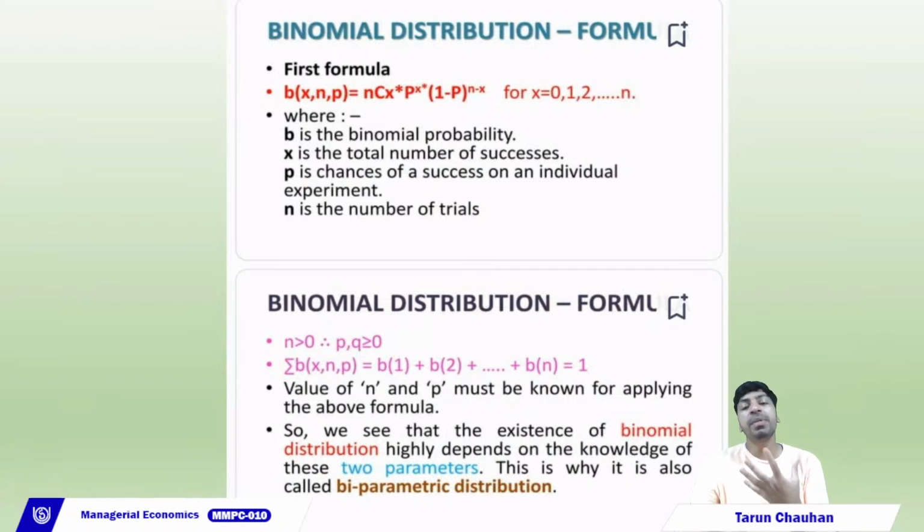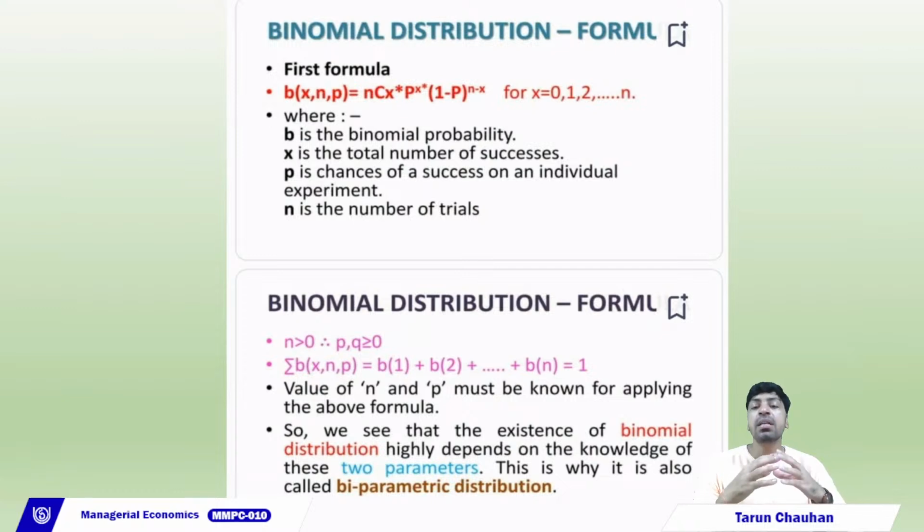So it can be obtained. This formula can be applied when the n and p must be known. That means it is given in the question before applying. So if the values of these two important variables, n and p, are given in the question, then you can apply this formula. Otherwise, you cannot apply this formula.